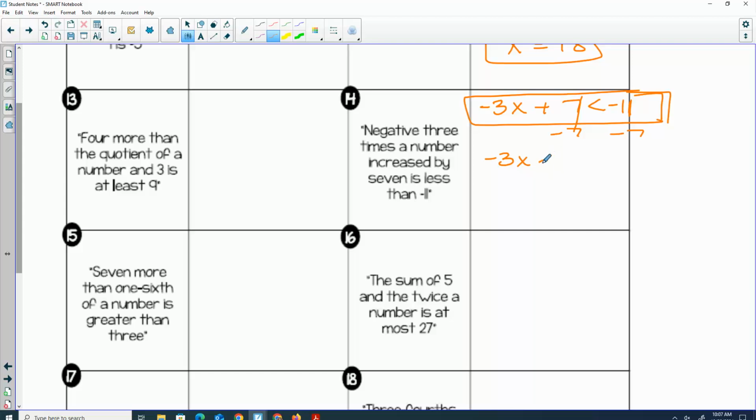So if we subtract our 7, -3x is less than -18. When you divide by -3, I divide by a negative, so that inequality symbol flips, becomes a greater than. -18 divided by -3 is +6. So we get x is greater than 6.